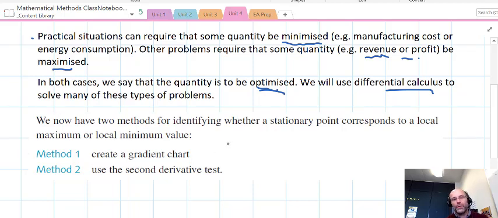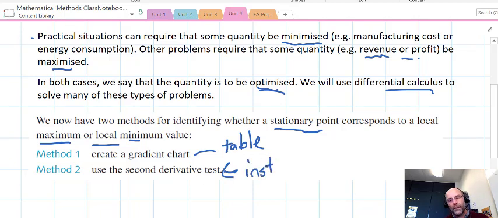Now, we've got two methods for identifying whether a stationary point is a max or a min. Now, you know the tables, you've seen them before, where you use the first derivative to test whether something is a max or min, or even sometimes a point of horizontal inflection. And there's nothing wrong with it, that works. But can I suggest that you take on the second derivative instead? You'll still need the first derivative to find where the stationary point is. You still need that.